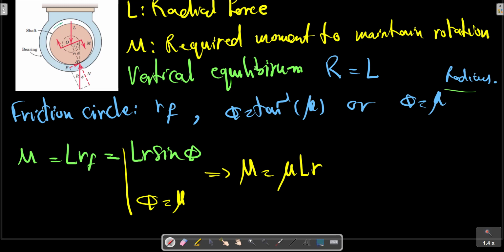The relation gives the amount of torque or moment which must be applied to the shaft to overcome friction for a dry or partially lubricated journal bearing. And the next section is thrust bearing.